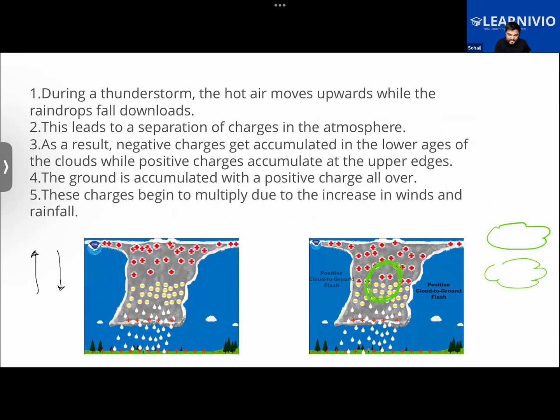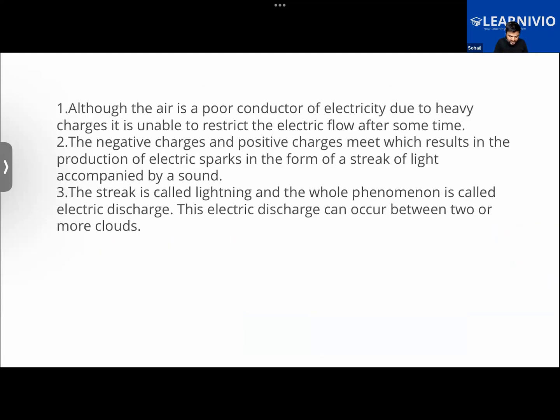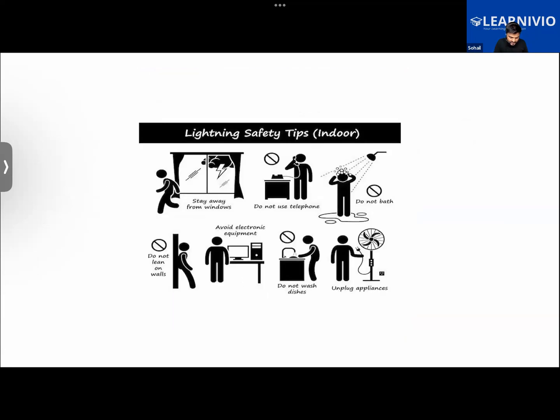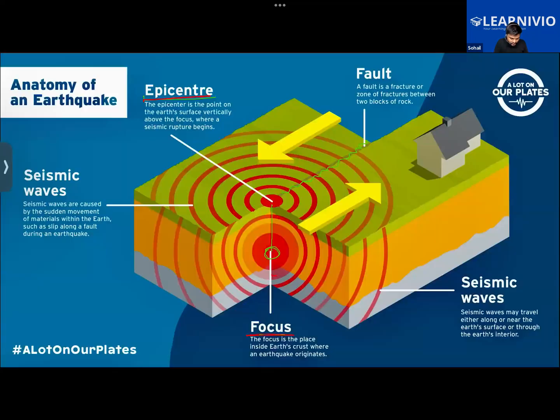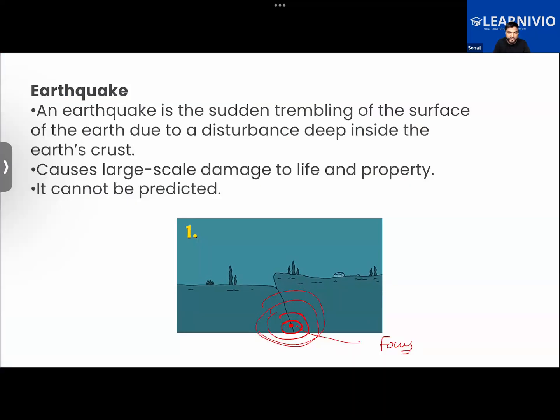Also, lightning can occur within the cloud, between the cloud and the ground, and between two clouds. So these things we have learned. And in the case of the electroscope, as we were learning, you guys can also make an electroscope on your own, using a simple method.